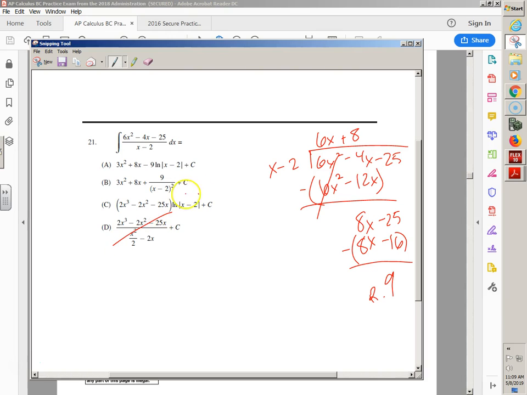First of all, C and D, heck no. It's a polynomial division problem with a remainder. So it would be 6x plus 8, and then 9 over x minus 2. And actually, just looking at the answers really quickly, those are the exact same. Anyway, plus C is the exact same.